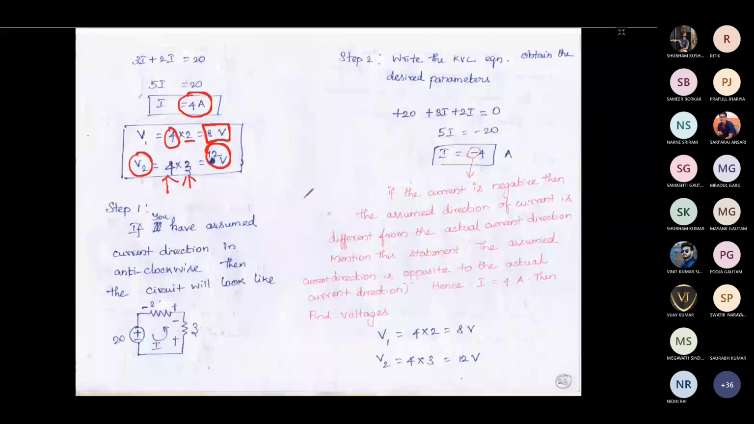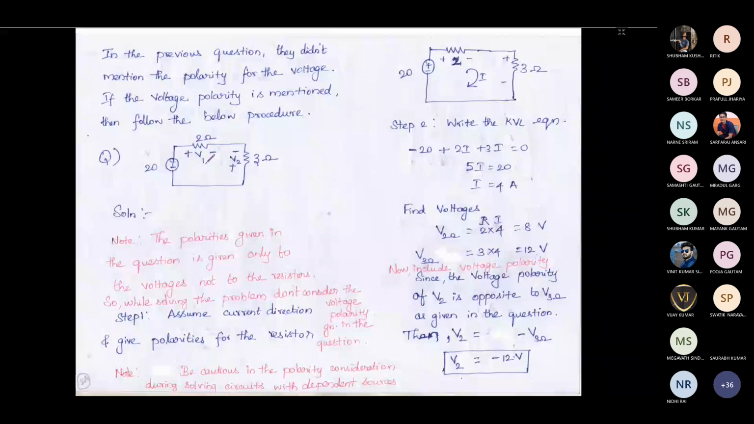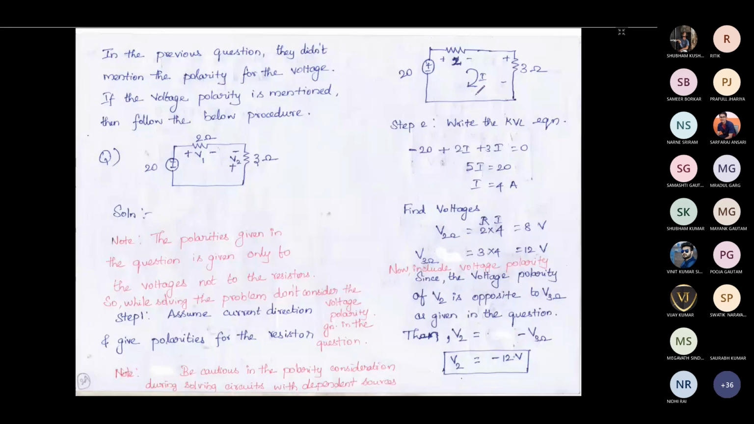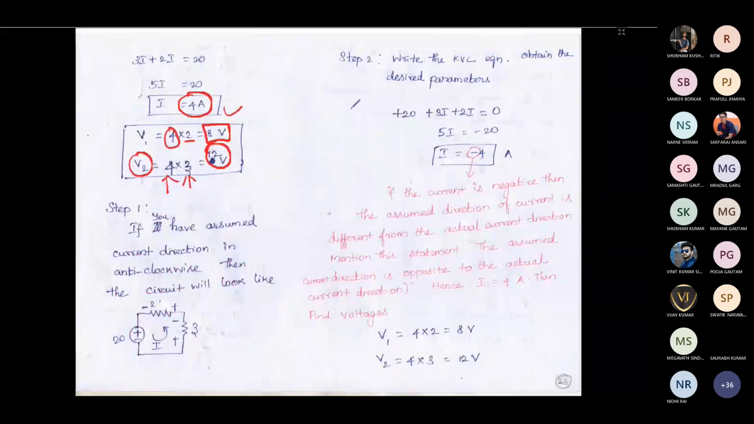Here I have assumed the current direction in the clockwise manner. In case I had assumed the current in the anti-clockwise direction, then how should I write? So here the circuit given is like this. This is 20 volt, this is 2 ohm, and this is 3 ohm.